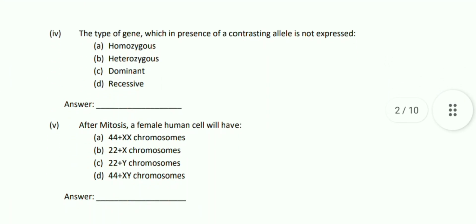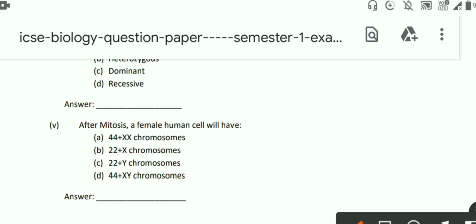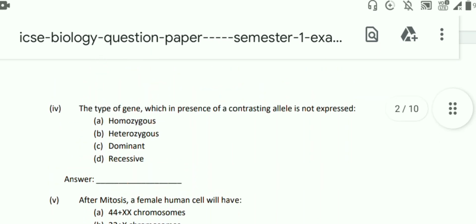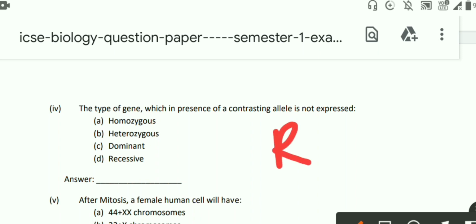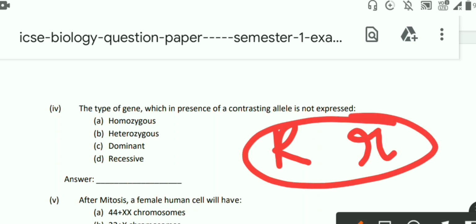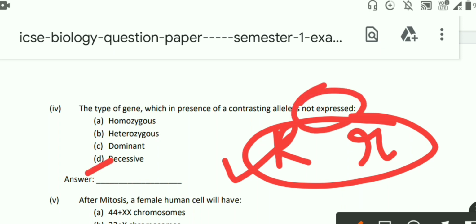Next, the type of gene which in presence of a contrasting allele is not expressed. Let's put it this way. Suppose we have a gene, the dominant one is capital R, the recessive one is small r. And if this is a heterozygote condition, then what the question says, the type of gene which in presence of a contrasting allele is not expressed, well, that is recessive. Option D.